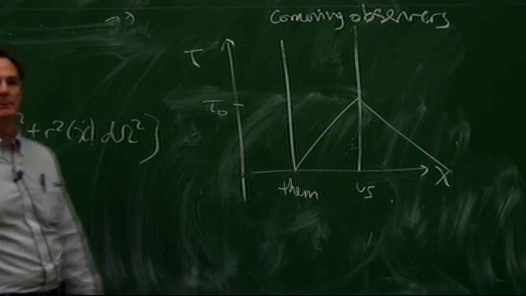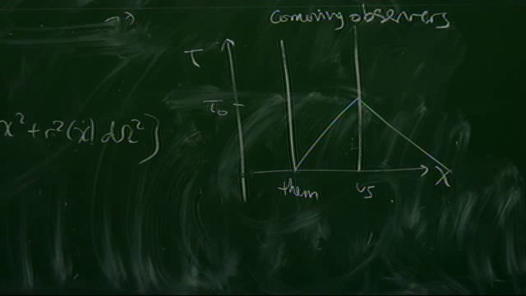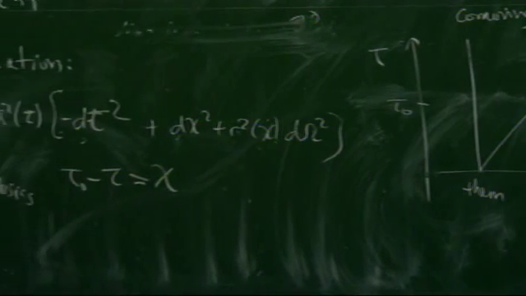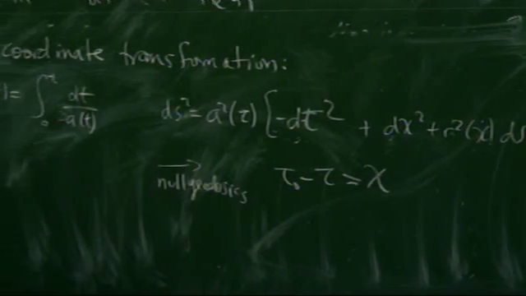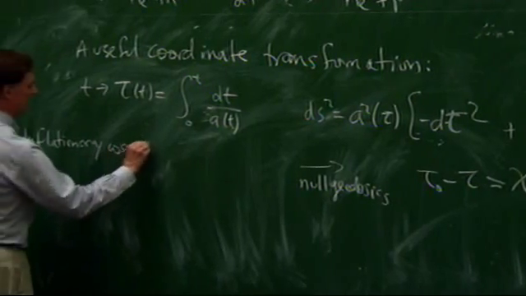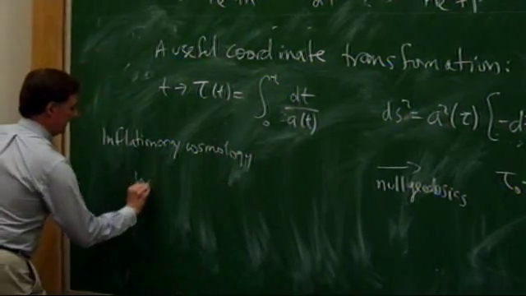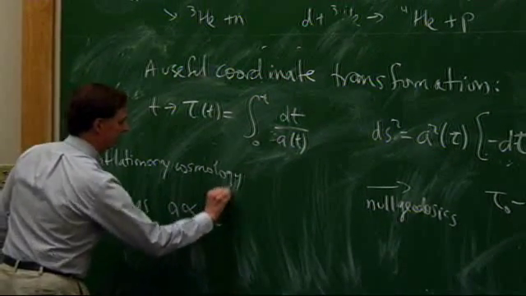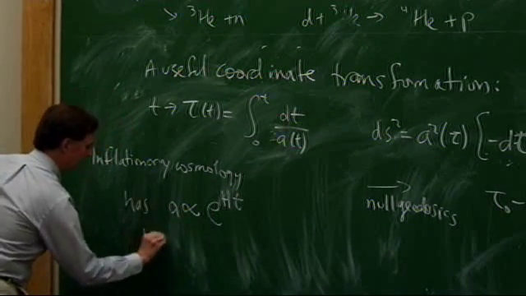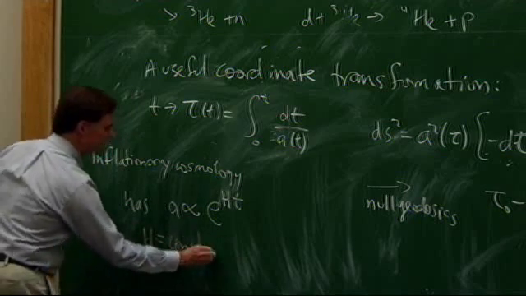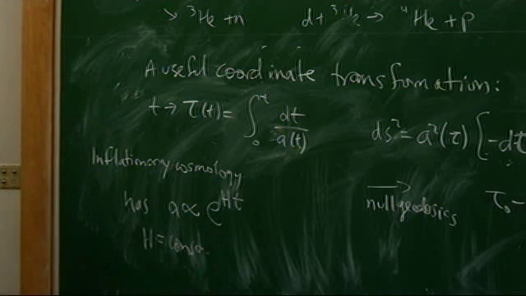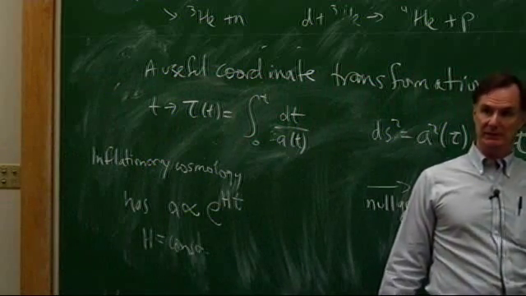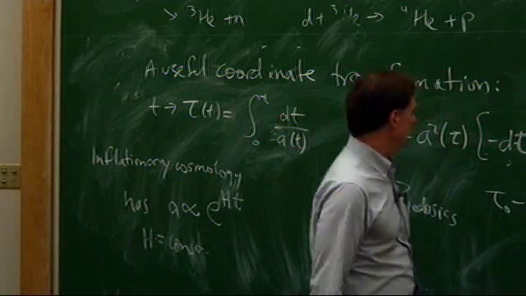But in an inflating universe, inflationary cosmology has A proportional to e to the Ht, where H is constant during the period of inflation. That's exponential expansion, and it's a de Sitter phase. It's what happens if you have pure cosmological constant.